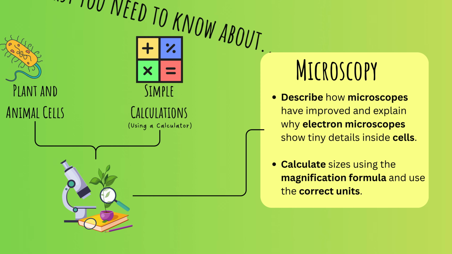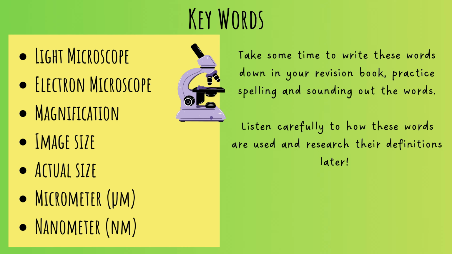The key words you're going to need to use are light microscope, electron microscope, magnification, image size, actual size, micrometer, and nanometer. Don't forget to make a special note of the units being used here. Take a moment also to note those down in your books. Practice sounding them out, listen carefully to how the words are used, and research their definitions later.